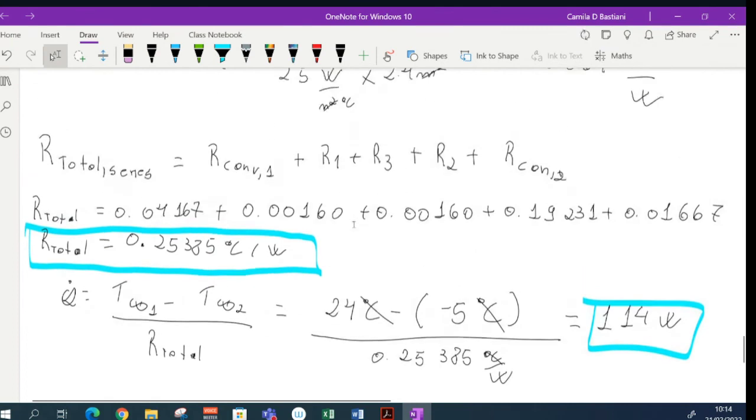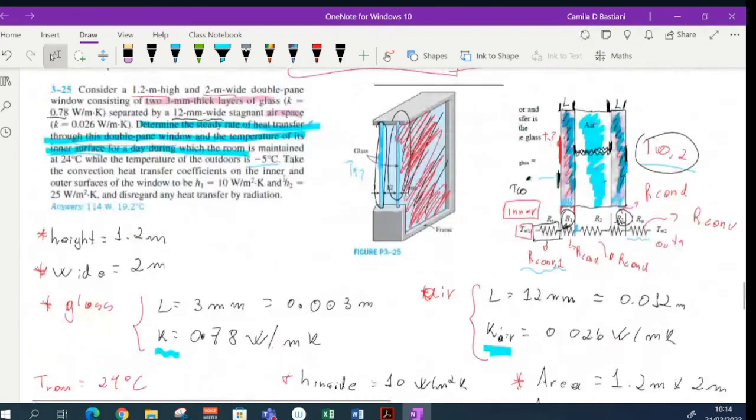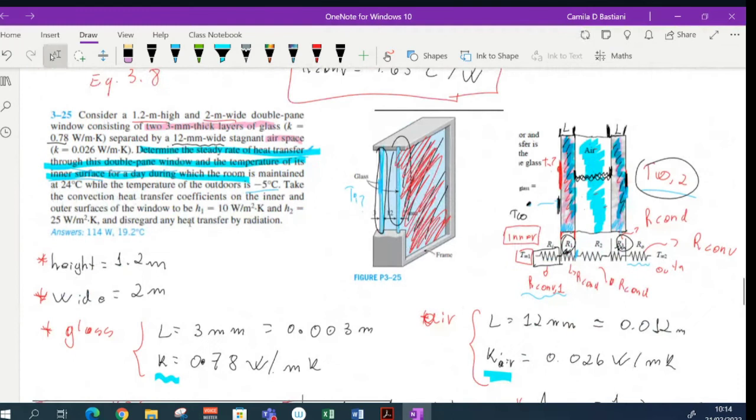Next, they ask as well to find the temperature of the inner surface. What's the temperature of the inner surface? The temperature of the glass here. Let's call that temperature 1. So they want to know this temperature here.